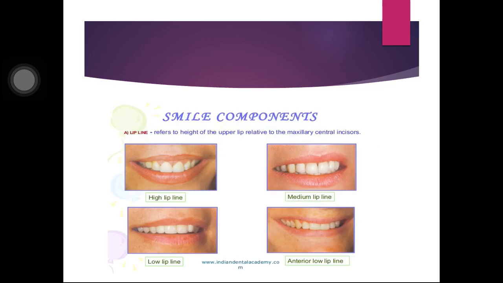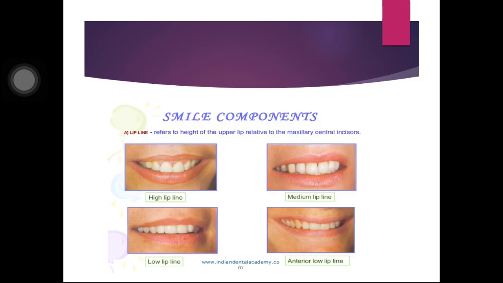all of the maxillary anterior teeth, plus a portion of the gingiva, are also visible, which is called the high smile line. And in this case, all of the maxillary anterior teeth are visible, but there is no visibility of the gingival area, which is called a low smile line or a lip line.